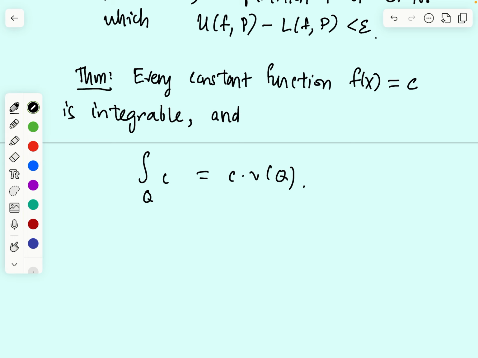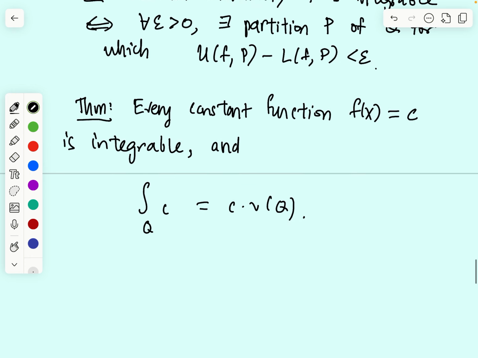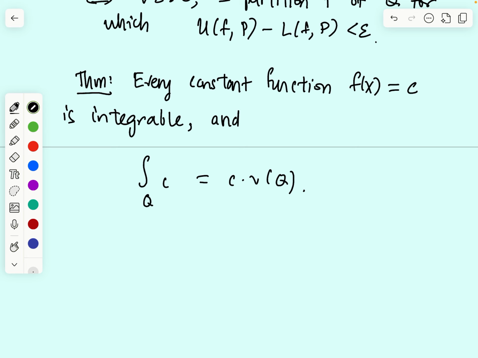Actually, this is pretty much trivial. Do we even need the theorem above? I don't think we do. If you just calculate the lower and upper integrals, you're just going to get c times the volume of Q, because since the function is constant, the smallest and biggest value is just c. So this is kind of a weird statement by Munkres, that this is an application of the theorem above. I don't think you need the theorem above to prove this. I mean, you could, but you don't need to.